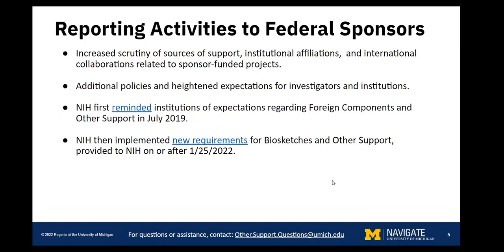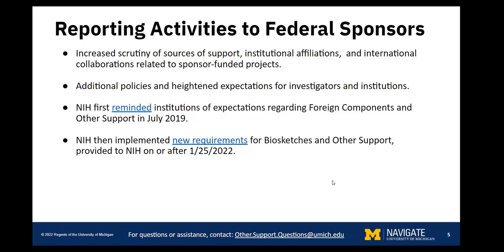And along the way, other sponsor agencies have also been updating their requirements and providing additional information about their expectations around documents like biosketches and other support, but they haven't had so many of those point in time deadlines like NIH issued for January 25th of this year.